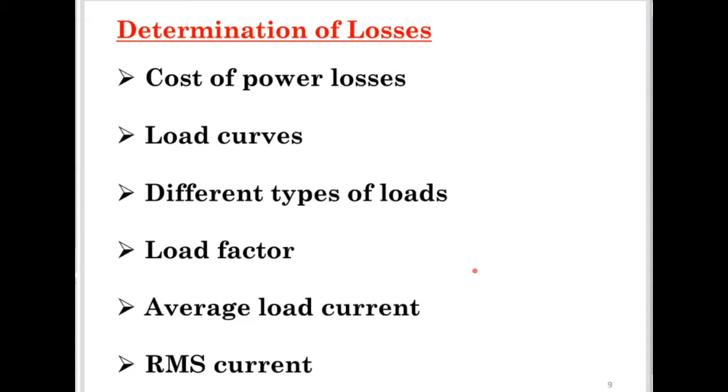And load curve is a very general word. In the example that I gave, if you start at 12 midnight, go to 1 o'clock in the morning, 2 o'clock in the morning, and finally reach 12 midnight again, it's called a daily load curve. The reason it is a daily load curve is because it's showing the loads for a particular day.